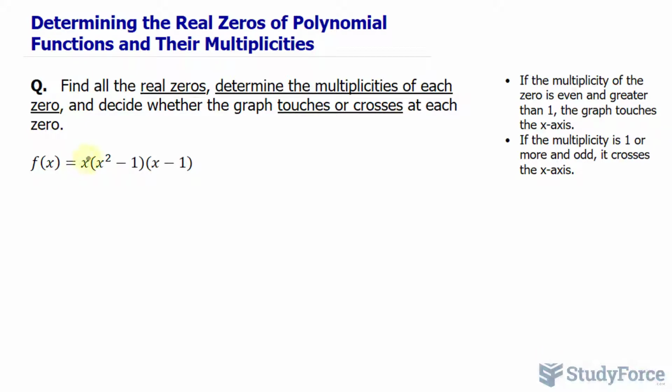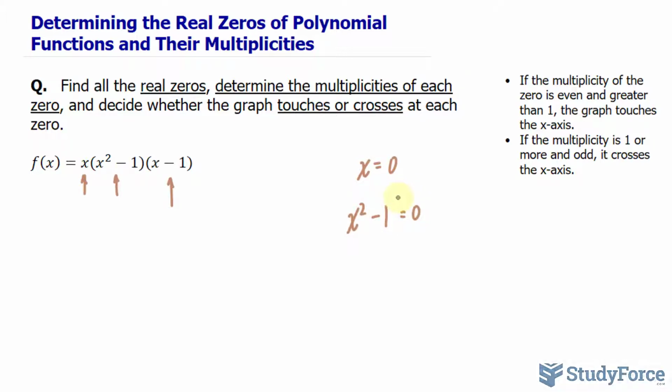Notice in our function we have one factor right here, another right here, and another right here. To determine the zeros, you have to set each factor equal to 0 and solve for x. So for this one, I'll set x equal to 0. That itself is one of the zeros of this polynomial. I'll do the same thing here. x squared minus 1 is equal to 0.